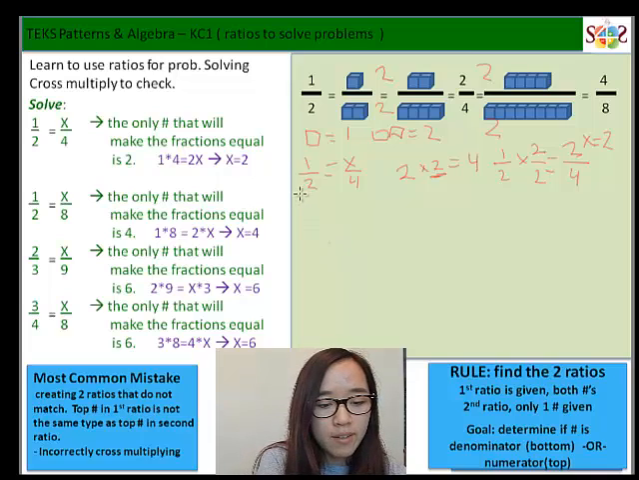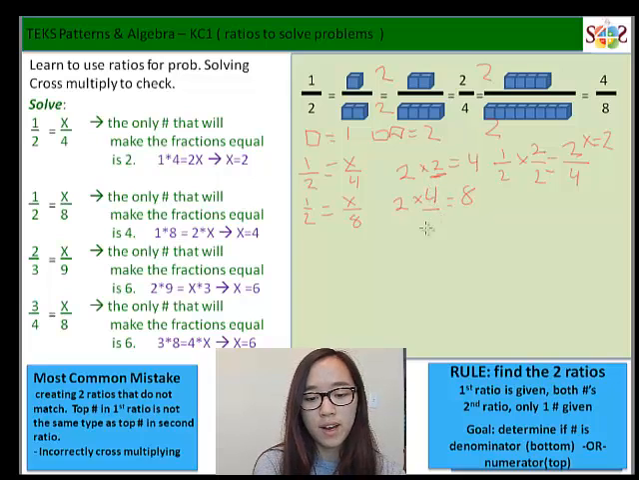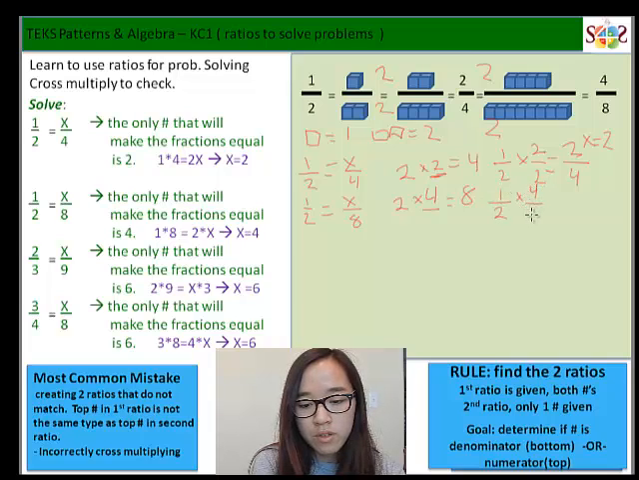We have 1/2 is equal to x over 8. So once again, like we did in the previous example, 2 times what number equals 8? So 2 times 4 equals 8, which means that 4 is our factor. So now we multiply 1/2 by 4 over 4, and we're going to start by multiplying the numerators first. So 1 times 4 is 4, and 2 times 4 is 8. So x equals 4.